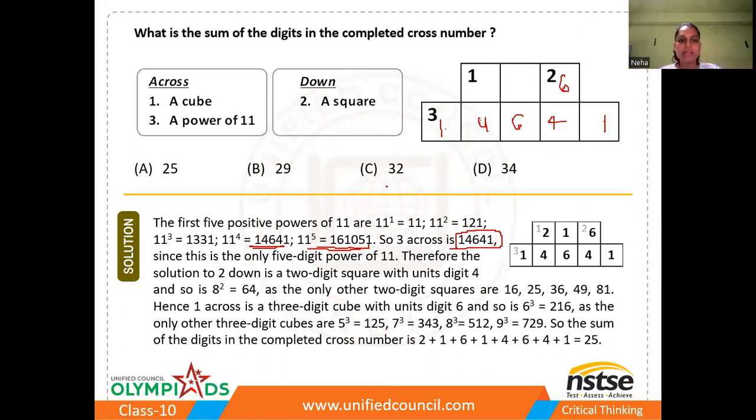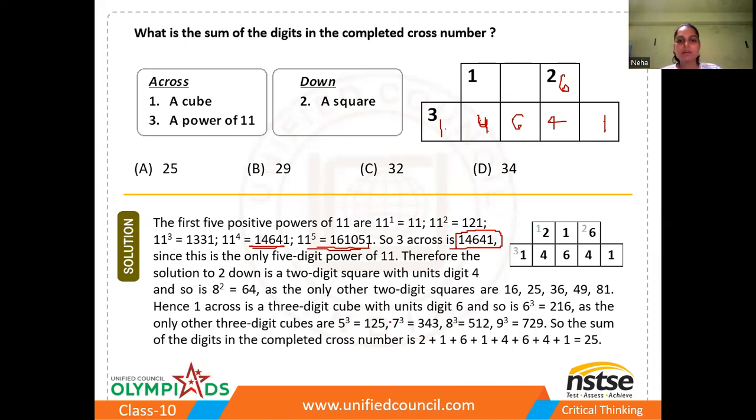Now in the one we have a cube, right? We have a cube and this digit should be 4 in the cube. Okay, this is across. So what can I write here? The unit digit should be 6.